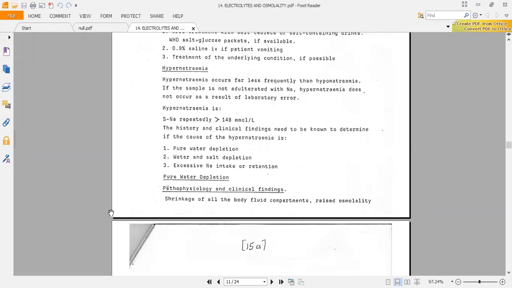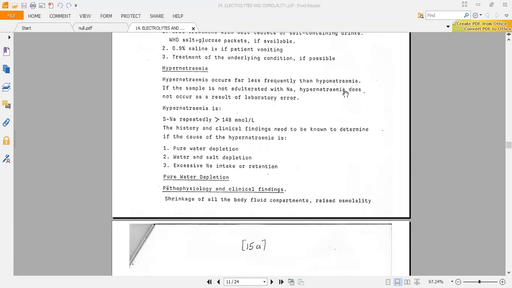One is water depletion, in which case you are losing water. The second cause is when you are gaining salt, like increasing salt intake. Then there's a third one, in which you are losing both water and salt, but you are losing water more than you are losing the salt. So in this case, the concentration of the salt will be high. That makes it three.